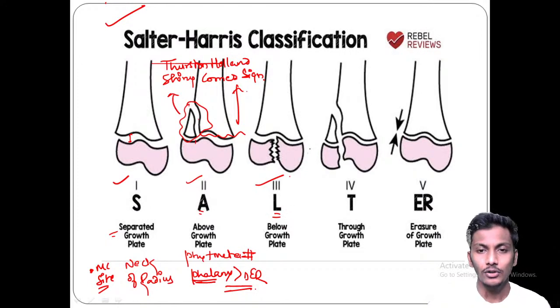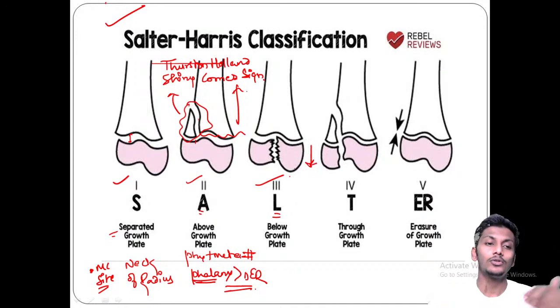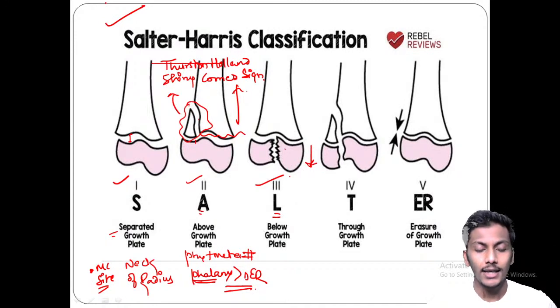Type 3 is below the growth plate, that is the separation is occurring below the growth plate in the epiphysis, okay? So here what we can see, here the separation of physis and epiphysis is occurring along with the fracture in the epiphysis.